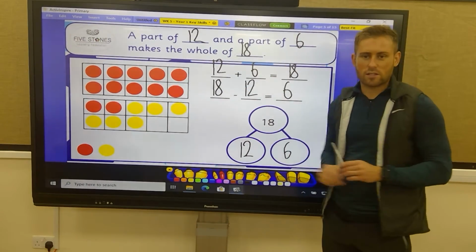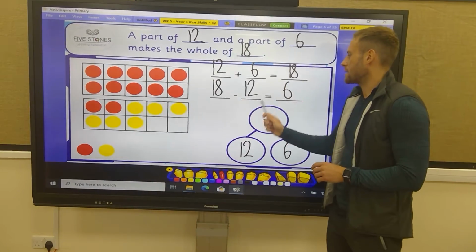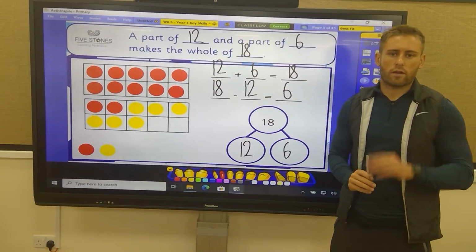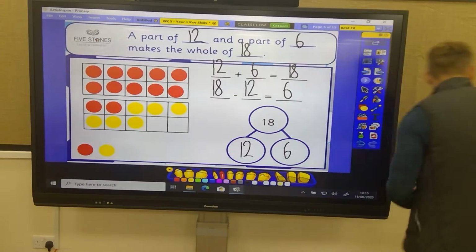There are two different ways you could have written that. You could have had 6 add 12 equals 18, and 18 take away 6 equals 12. So give yourself a tick if you managed to get those. We're going to move on.